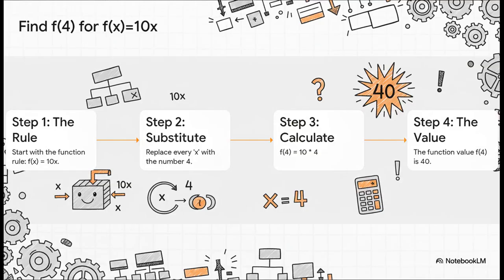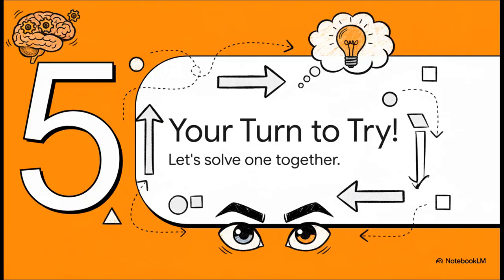Okay, let's actually try one. Here's a function rule. f of x equals 10x. This rule is just telling us, hey, whatever number x is, multiply it by 10. So if someone asks you to find f of 4, what do you do? It's simple. You just replace every x you see with the number 4. So f of x becomes f of 4, and 10x becomes 10 times 4. Now you just do the math. 10 times 4 is 40. So f of 4 equals 40. The function value is 40. See? Not so bad, right? All right, I think you're really getting this. To make sure, let's try one more together. You ready for this?